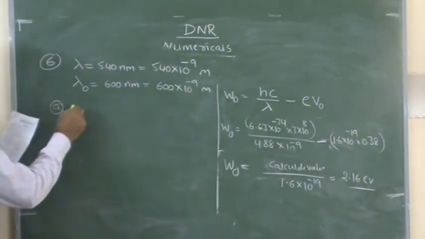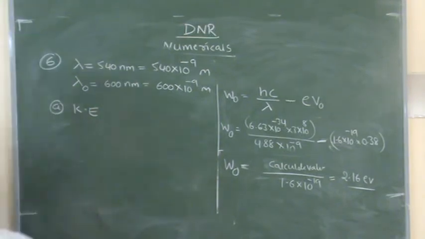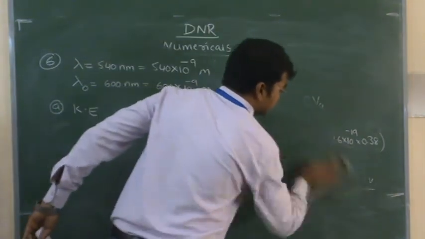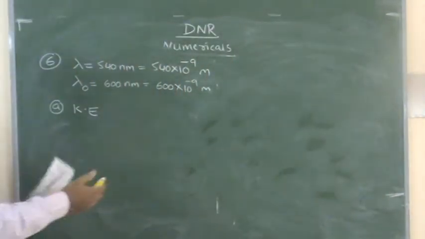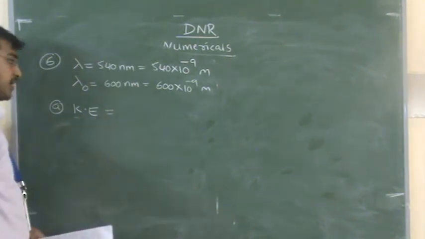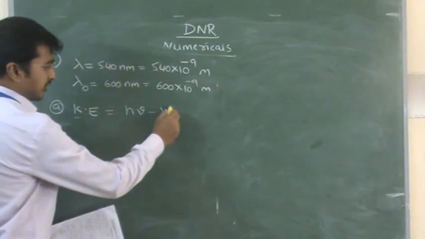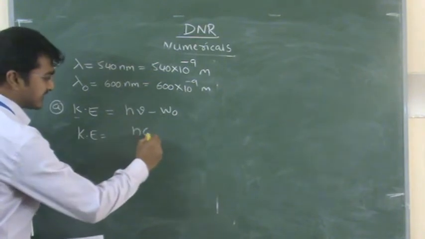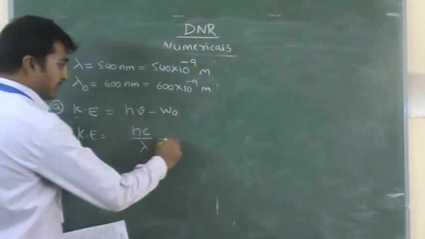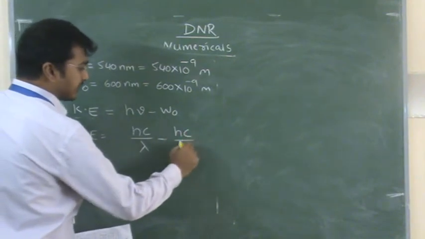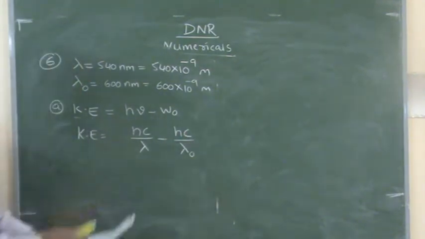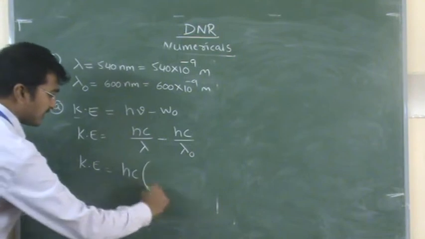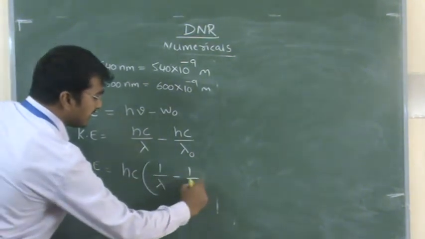What is the maximum kinetic energy of photons? Maximum kinetic energy is given by the formula h nu minus W naught. So kinetic energy is equal to h nu, nothing but hc divided by lambda, minus the work function hc divided by lambda naught. You can take hc common. Therefore kinetic energy is equal to hc in bracket 1 by lambda minus 1 by lambda naught.